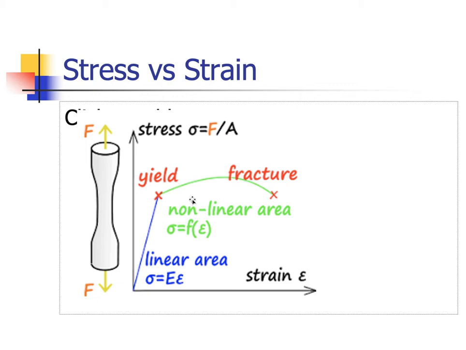Just to give you some numbers. Let's say steel is 30 million and aluminum is 10 million. So about 1/3 of that of steel. Okay.